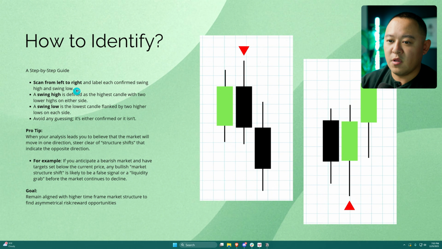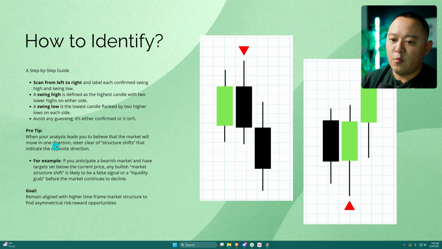So first we're going to scan from left to right and label each confirmed swing high and swing low. Again, the swing high is defined as the highest candle with 2 lower highs on either side, and a swing low is the lowest candle flanked by 2 higher lows on each side. So if we have 2 candles here that have closed and this 3rd candle is still trading, it is not quite yet a confirmed swing high because we don't know by the end of this candle, we might come up here and print a higher high. So until this 3rd candle closes, it is not a confirmed swing point.